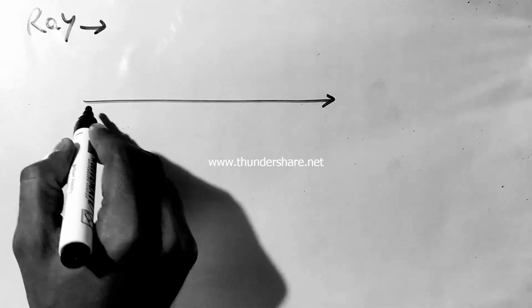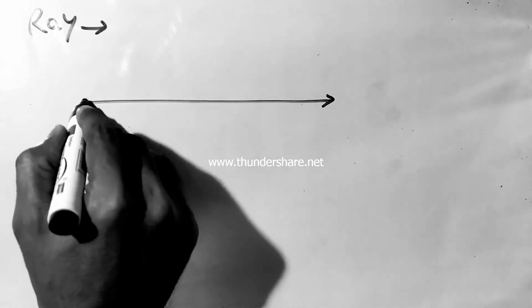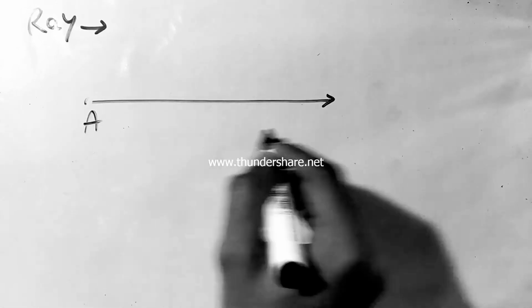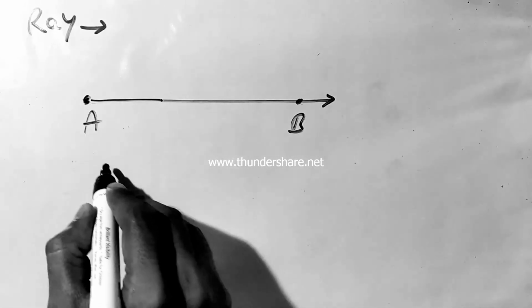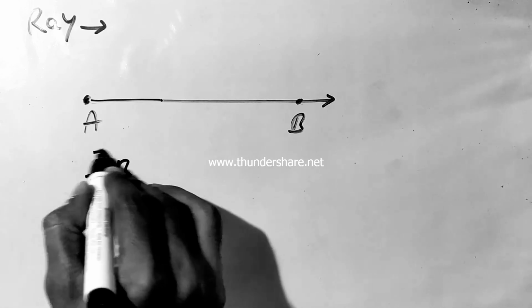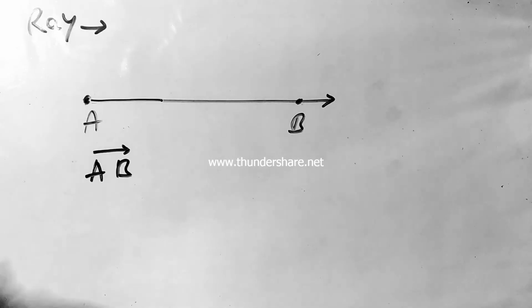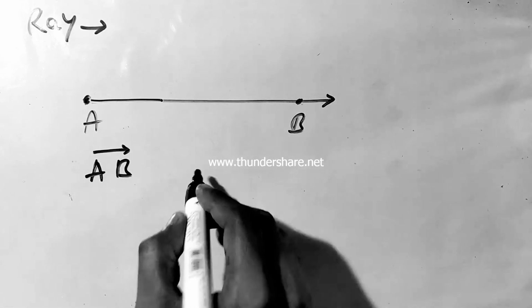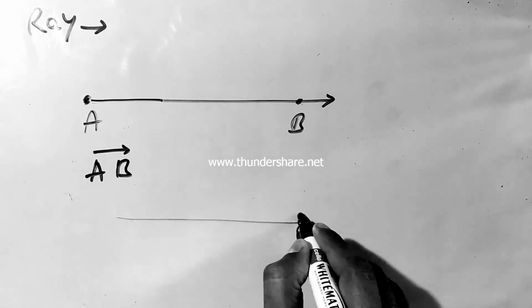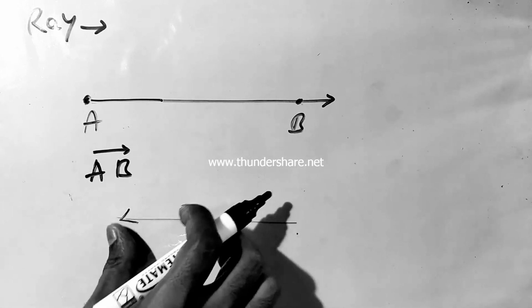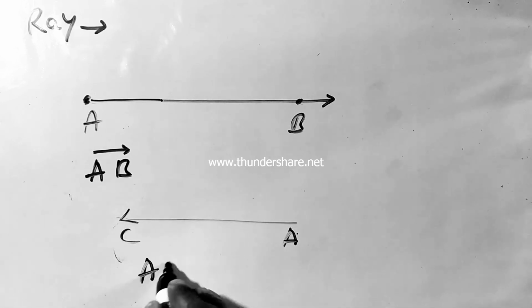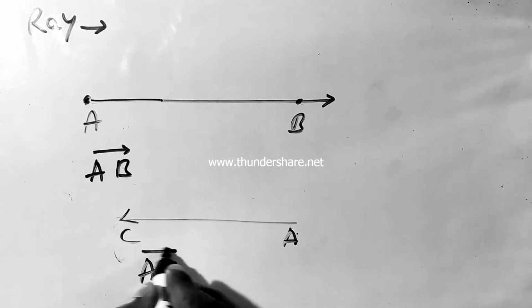Next, what is a ray? A ray denotes the direction of pointing. This is A, B. This is a ray. So here AB is denoting this side. So AB is a ray. Let us take an example. This is a line, C and A, in this way.